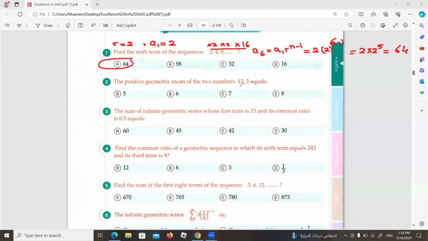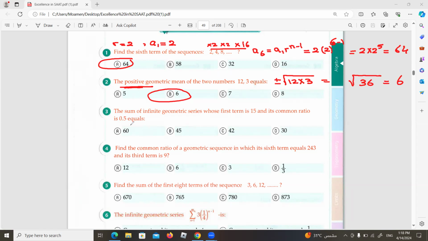Number 2, the positive geometric mean of the two numbers 12 and 3. As we said, to get the geometric mean, it's a very easy problem. It's the positive or negative square root of the product of the two numbers, which is 12 multiply 3. In the problem, he said the positive geometric mean, so we take the positive value. We get the square root of 36, which is 6. So the answer is 6. Just substitute and get the answer in about 5 seconds.